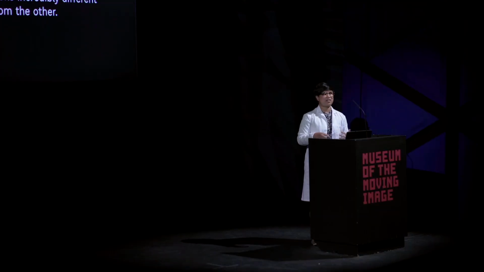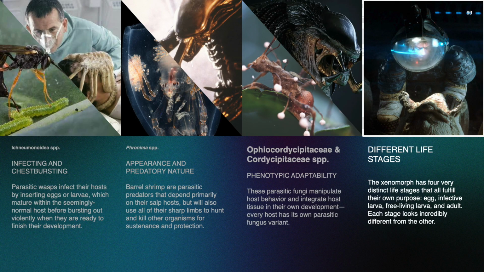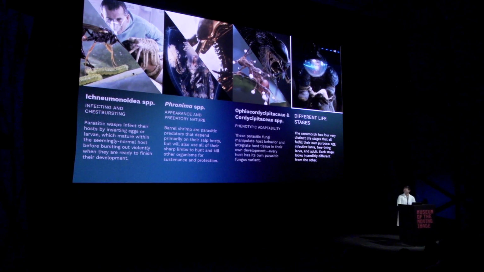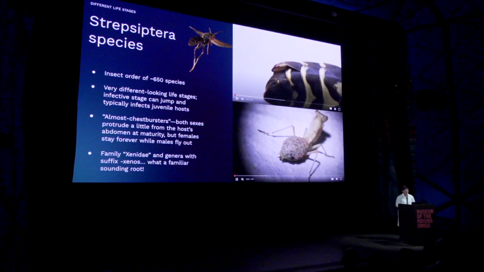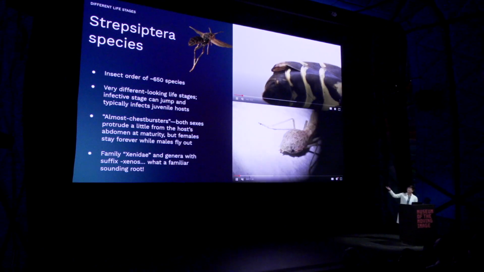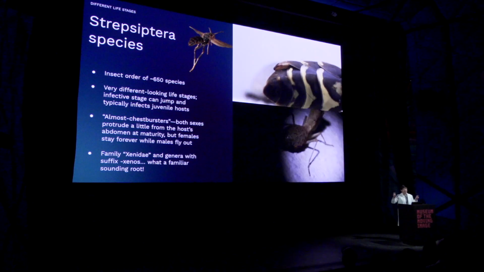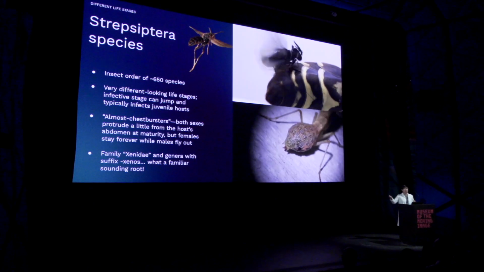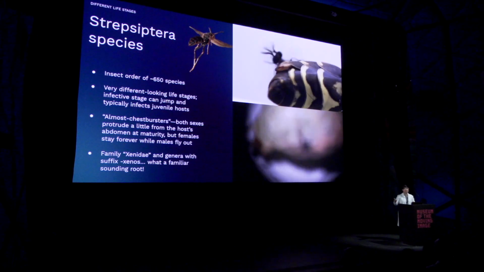So lastly, let's talk about the fact that a xenomorph has those wildly different life stages, and now is my opportunity to turn this into a Strepsiptera talk. So this is what I study. The common name is the twisted wing parasite. Strepso and ptera mean twisted wing.